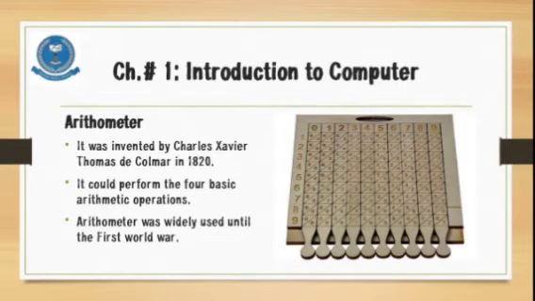Then we will move towards arithmeter. Arithmeter means a calculator made for the purpose of arithmetic operations. Arithmetic operations mean addition, subtraction, multiplication and division. So arithmeter was developed for the purpose of performing arithmetic operations. It was invented by Charles Xavier Thomas de Colmar in 1820. It could perform the 4 basic arithmetic operations. Arithmeter was widely used until the First World War.